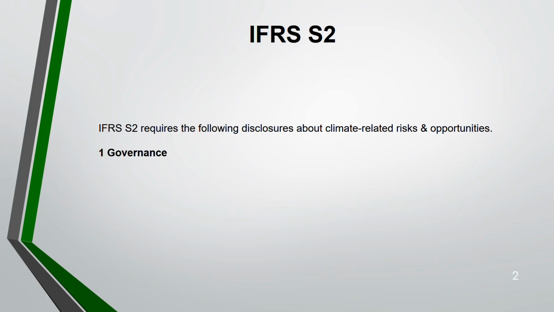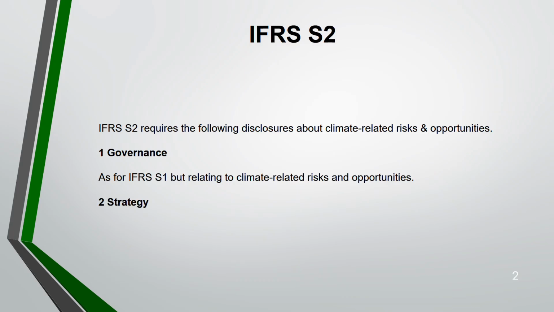Here also we have the four areas that we have covered in IFRS S1: governance, strategy, risk management, and metrics and targets. So under governance, as for IFRS S1, this disclosure is also according to IFRS S1, but relating to climate related risks and opportunities. Coming to strategy, this is also as per IFRS S1, but relating to climate related risks and opportunities. So you see there's a connection between IFRS S1 and S2.